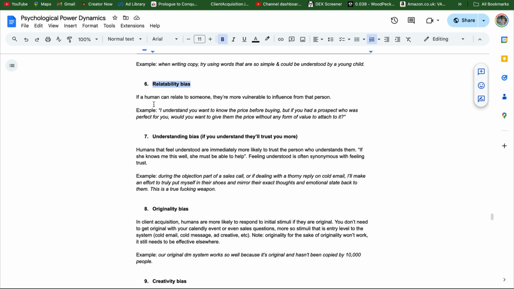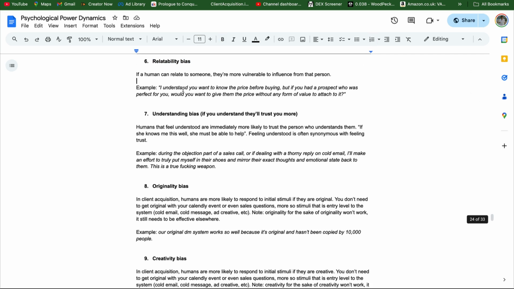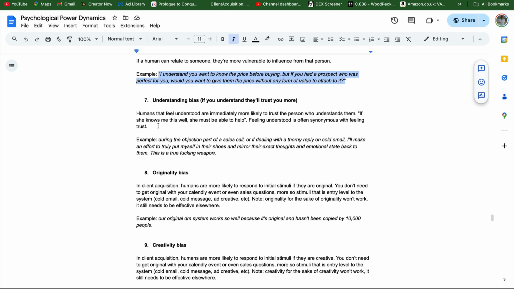6, relatability bias. If a human can relate to someone, they're more vulnerable to influence from that person. So, example, I understand you want to know the price before buying, but if you had a prospect who was perfect for you, would you want to give them the price without any form of value to attach to it? You wouldn't, right?